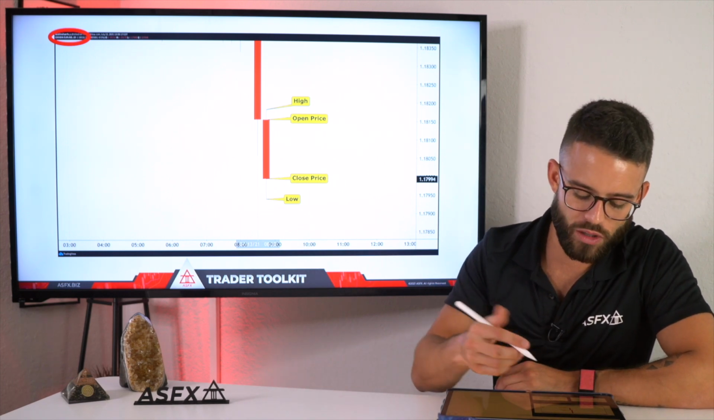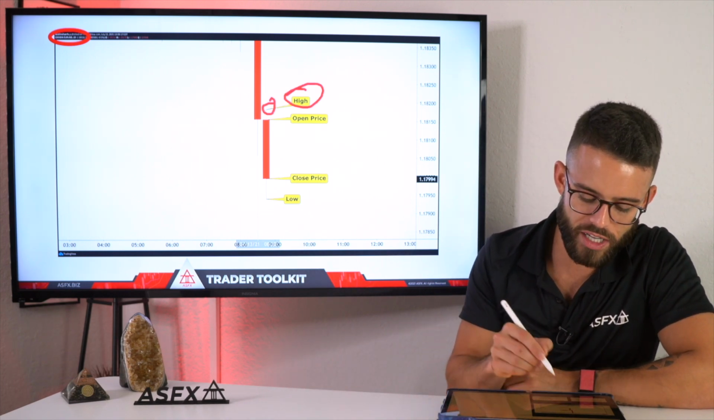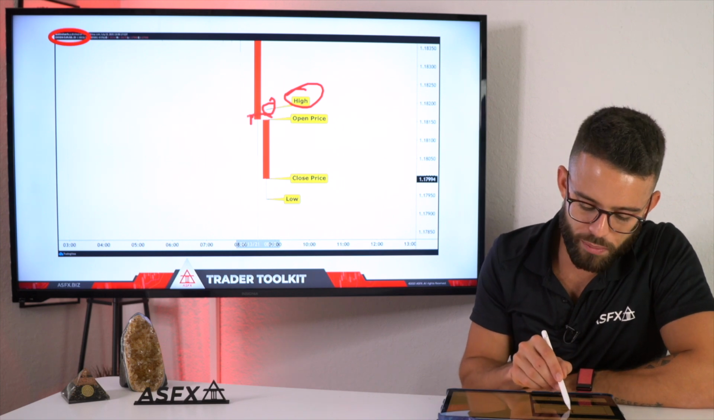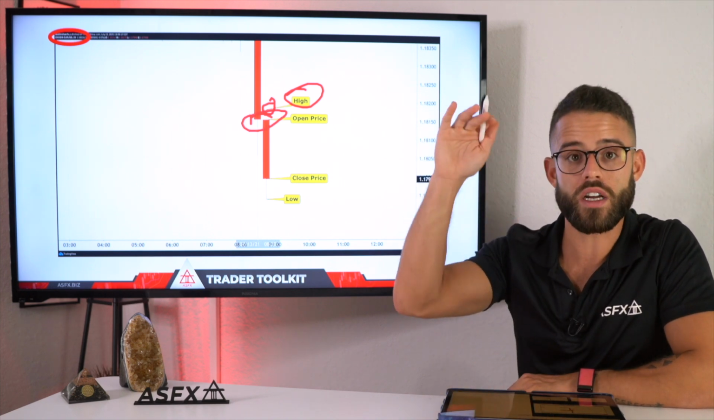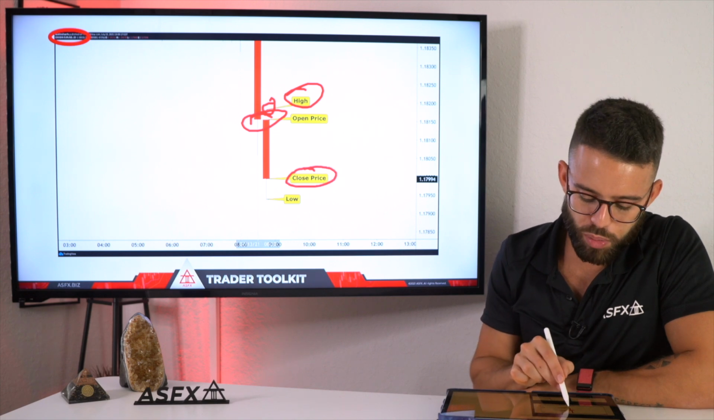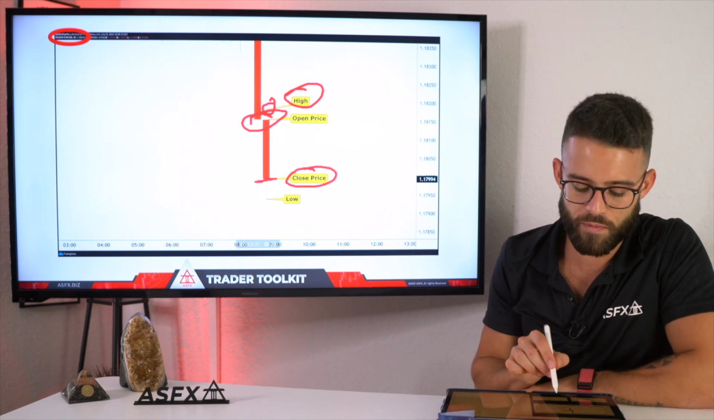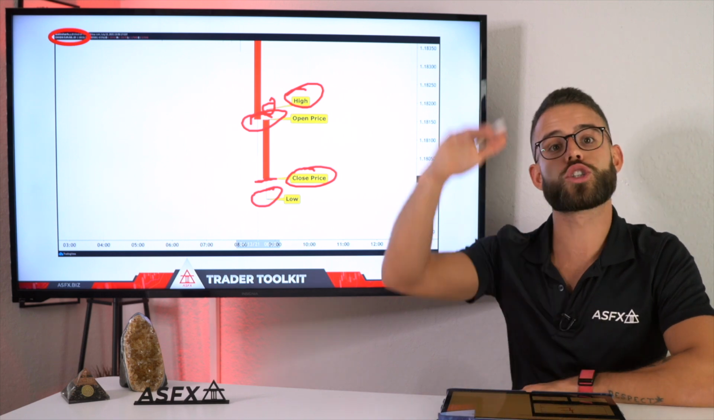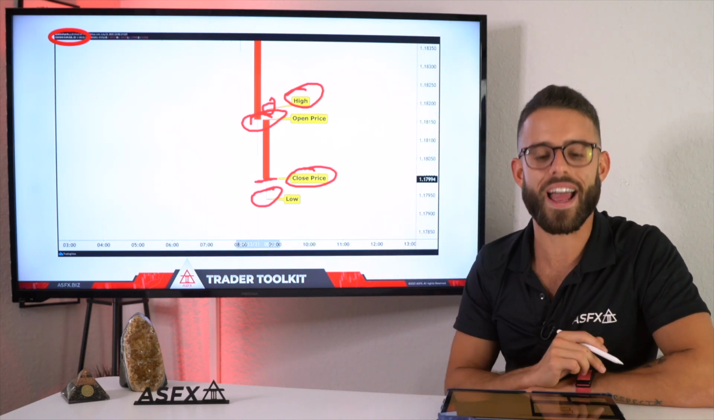So what that looks like is we have our high, which is the highest point that you see in the pin. We have our open price, which is the body start. We then have our close price, which is where it closes at the end of that time frame. And then we have a pin on the bottom, which shows how low price moved in that time frame.